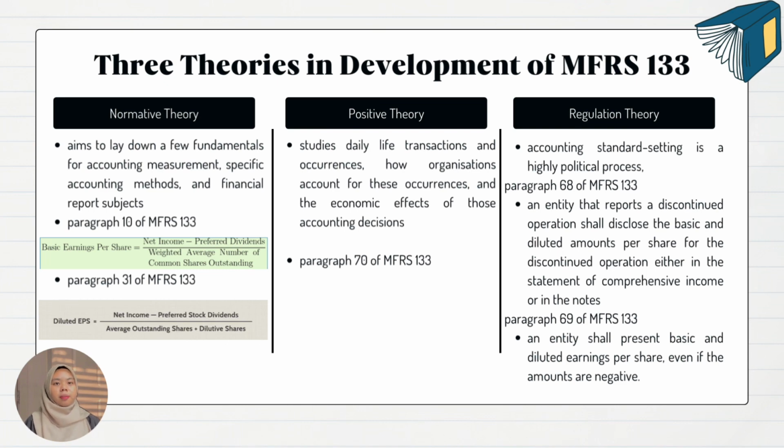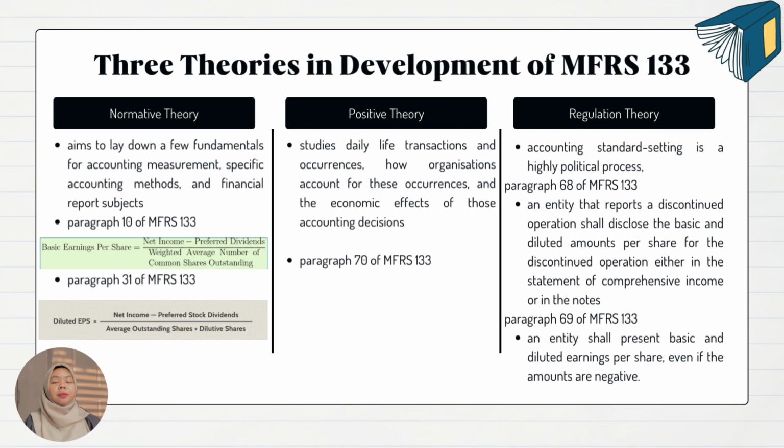According to Para 10 of MFRS 133, basic earnings per share shall be calculated by dividing profit or loss attributable to ordinary equity holders of the parent entity by the weighted average number of ordinary shares outstanding during the period. As in Para 31 of MFRS 133, to calculate diluted earnings per share, an entity shall adjust profit or loss attributable to ordinary equity holders of the parent and the weighted average number of shares outstanding for the effect of all dilutive potential ordinary shares.